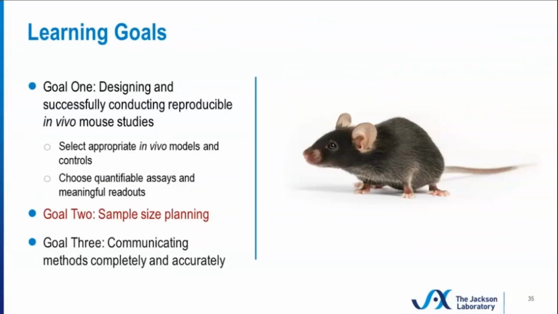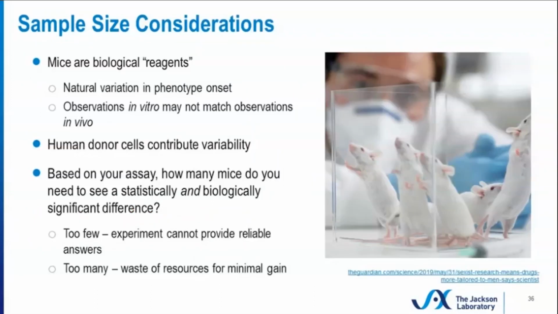Now we'll move to sample size planning for our goal 2, and how, when you design an assay, when you have a model, those sample sizes can be adjusted for a better in vivo study design. Mice being biological reagents can show differential phenotype. There will be a natural variation in their phenotype onset. What you see in vitro sometimes may not match what you see in vivo. If you use human donor cells, for example, in your experiment, that can also contribute to variability.